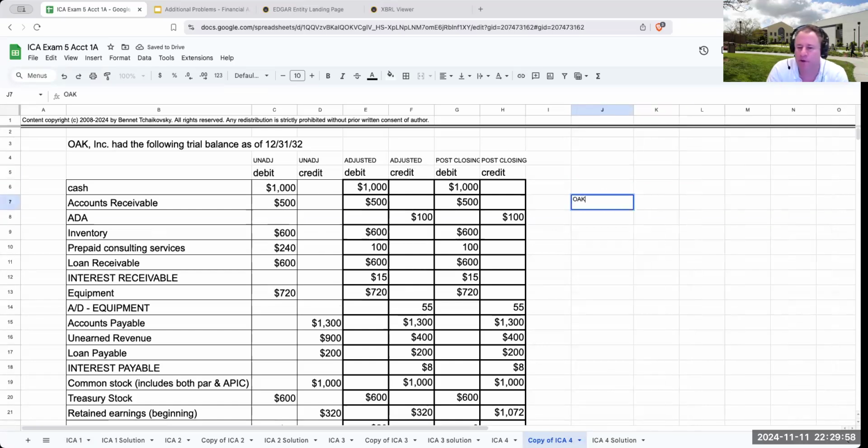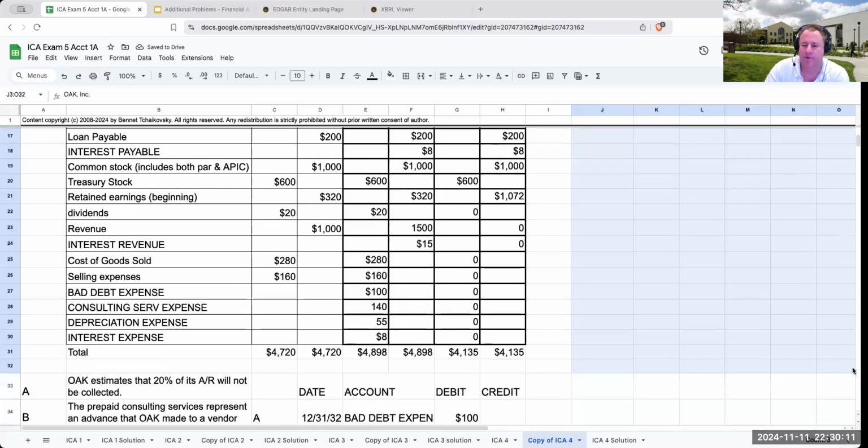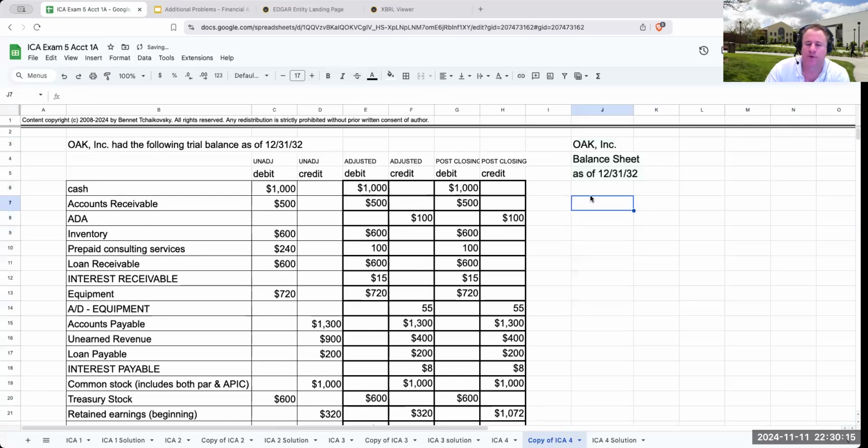Okay, so I've got Oak Inc. balance sheet as of 12/31/32. You have to do a header. Absolutely critical. Need to know what you're going through and preparing. Okay, so we're going to have over here assets, current assets. We're going to have cash. Cash is a current asset.